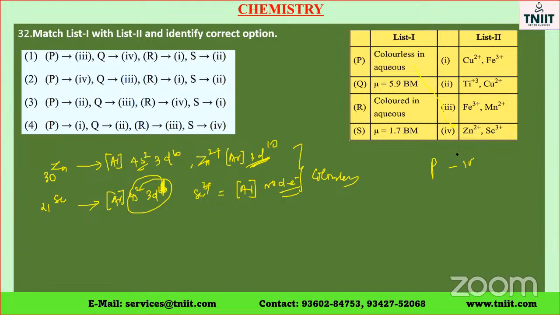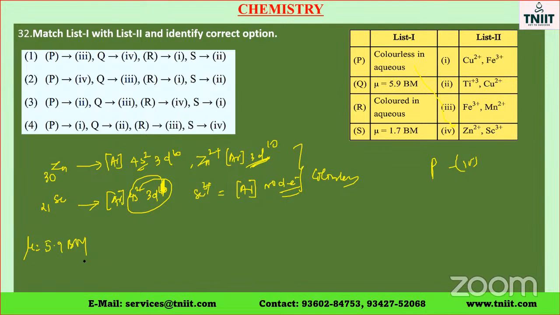P corresponds to 4, because Zn2 plus and scandium 3 plus have no d electrons. Scandium 3 plus has no d electrons, so there's no d-d transition possible. And in zinc, we have 10 d electrons, completely filled orbitals. Therefore, no d-d transition. The second one is they've given the magnetic moment as 5.9 Bohr magneton.